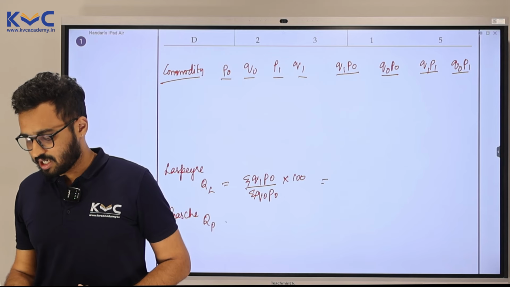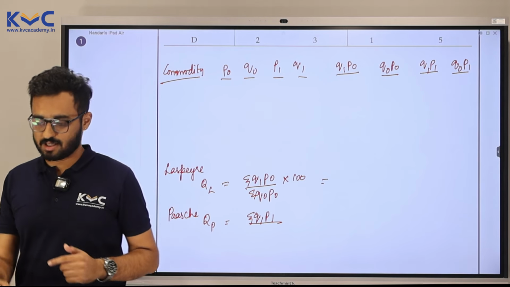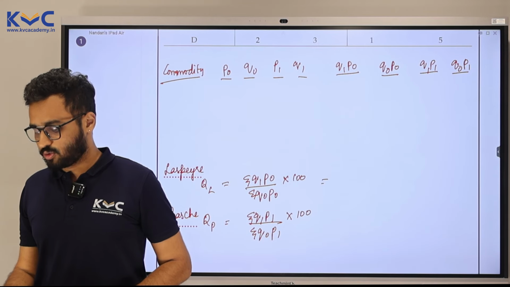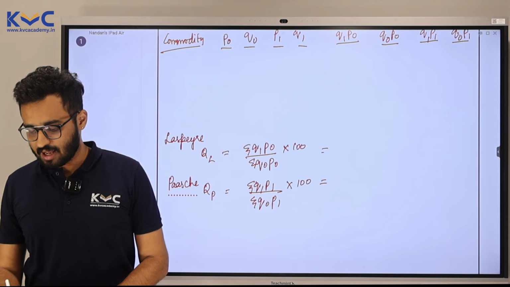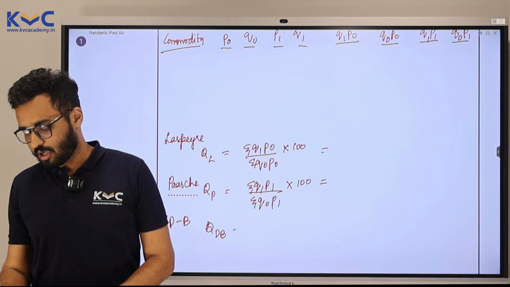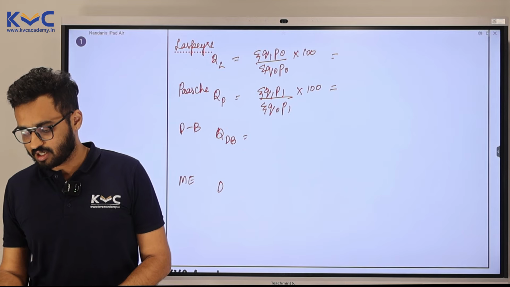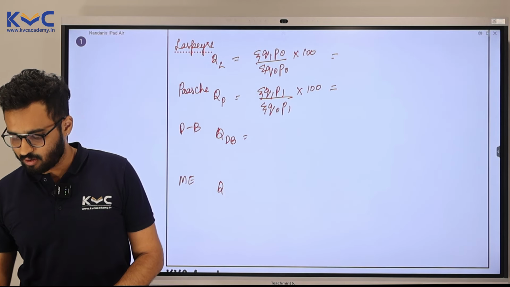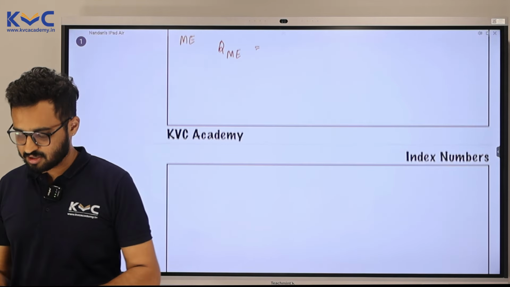Paasche's quantity index number will be summation Q1 P1, because current year prices will be taken, divided by summation Q0 P1, into 100. Understood? So Laspeyre, Paasche. Similarly, I want you to do all of them. I want you to do Dorbish-Bowley quantity index number. I want you to do Marshall-Edgeworth quantity index number. Okay, I hope you guys can do this. I trust that you guys know and have understood this.